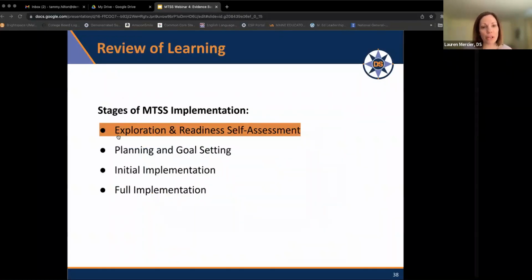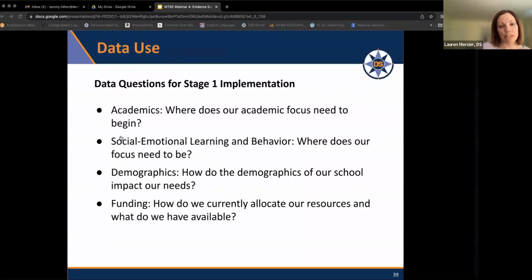All right, so this is really going to just be used as a transition slide. These are the 4 stages, and I'm going to talk a little bit about these different stages and important questions that you can ask and answer around data in each of the stages. So the first slide that you're going to see is data questions for stage 1 implementation. Okay.